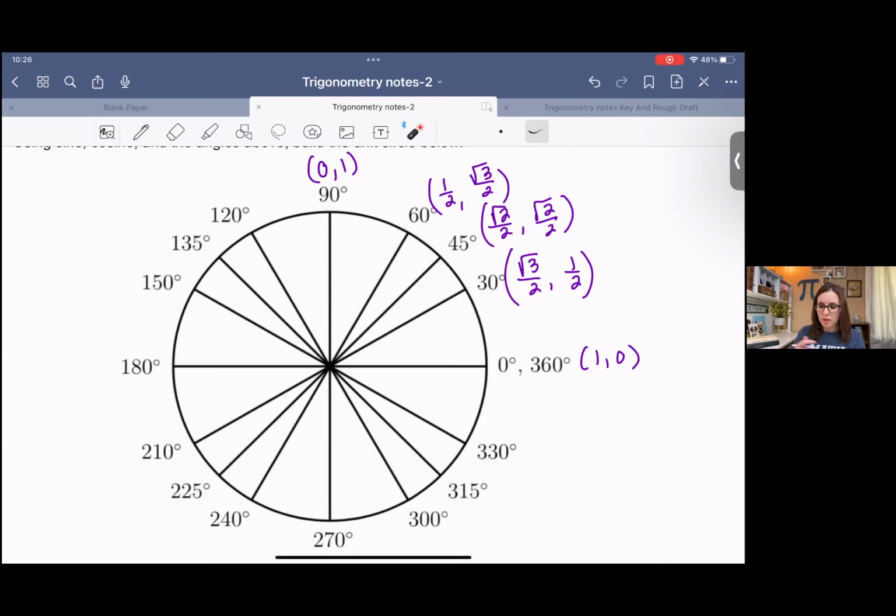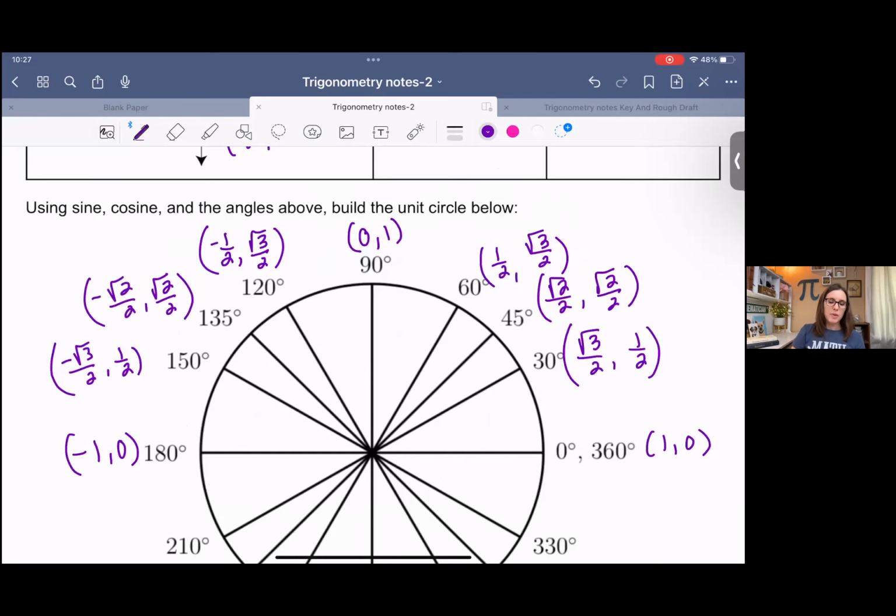Okay, so now in this quadrant, these are reference angles, but the signs are going to change. So 180 is going to be the same as 360 or 0, but now it's going to be -1, 0, because we go left 1, up 0. Now try the other ones. Basically on these, only the x value changes because we're now on the negative side of the x-axis. The y value is still positive because we're on the positive side of the y-axis.